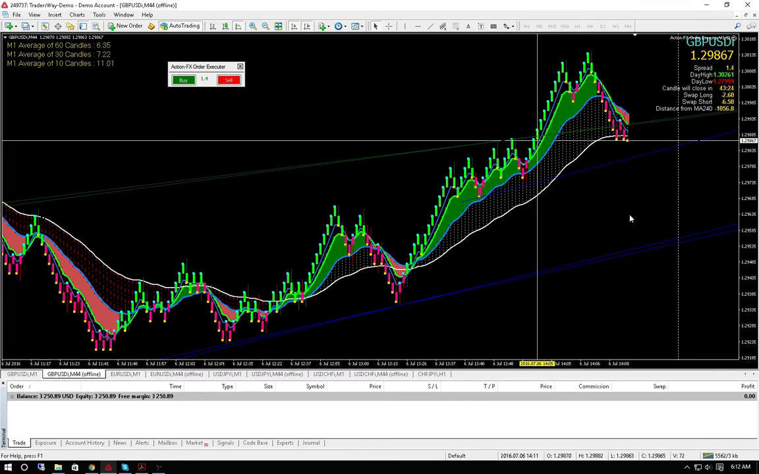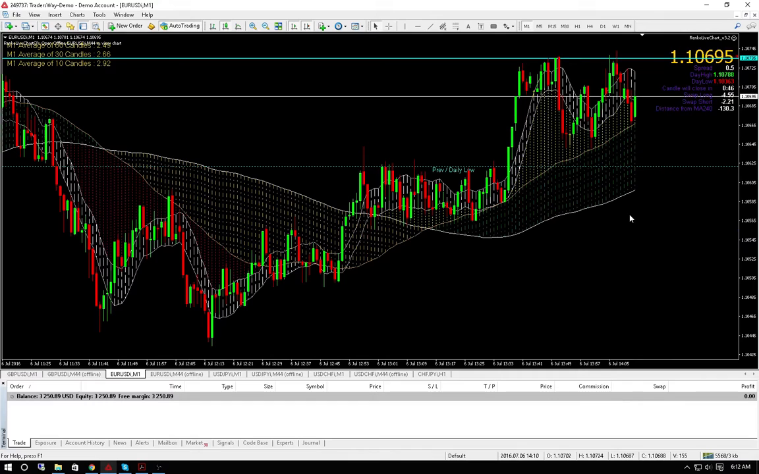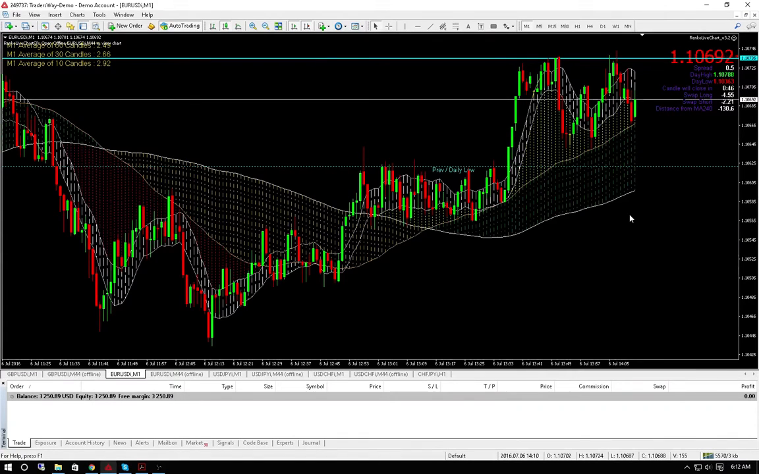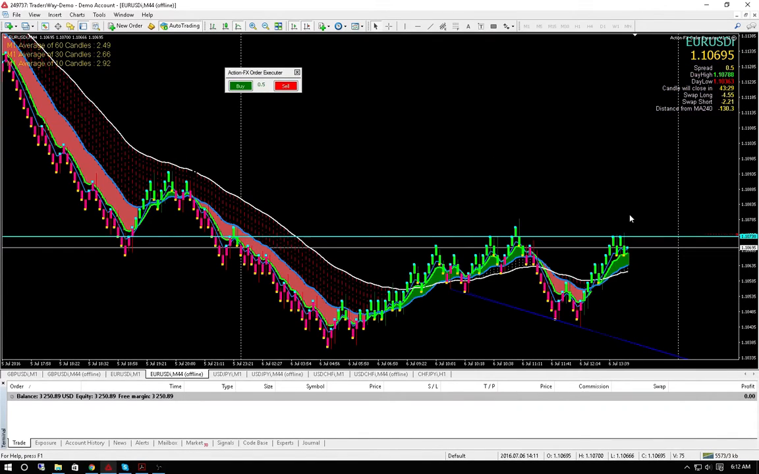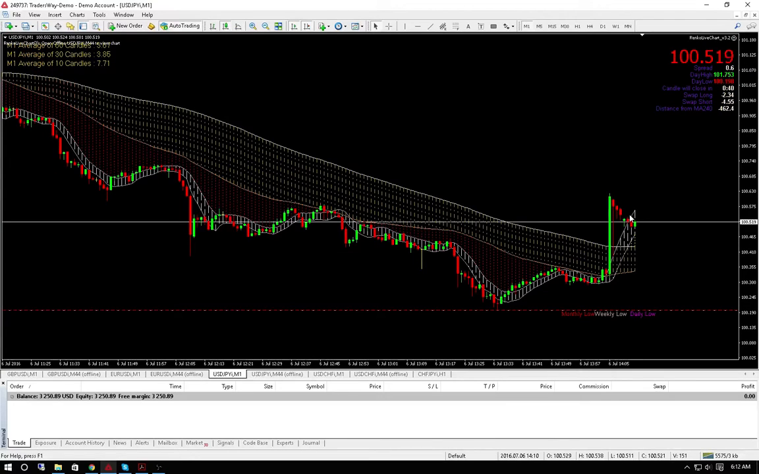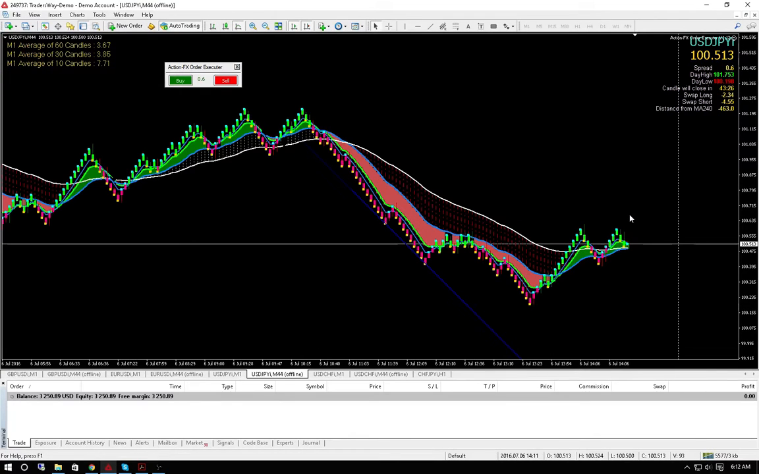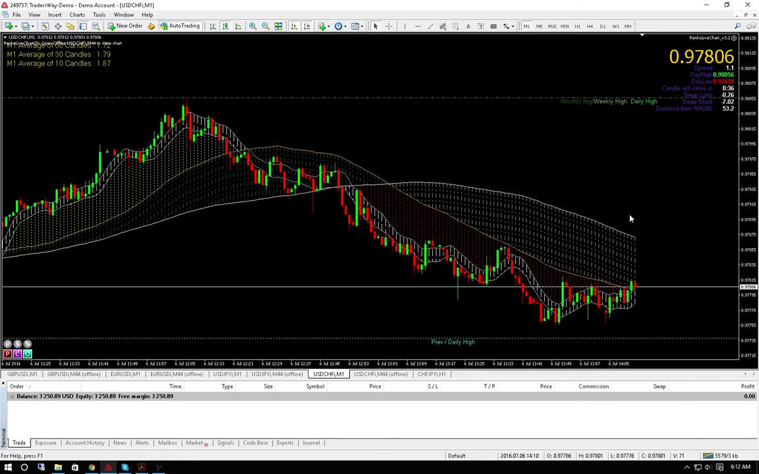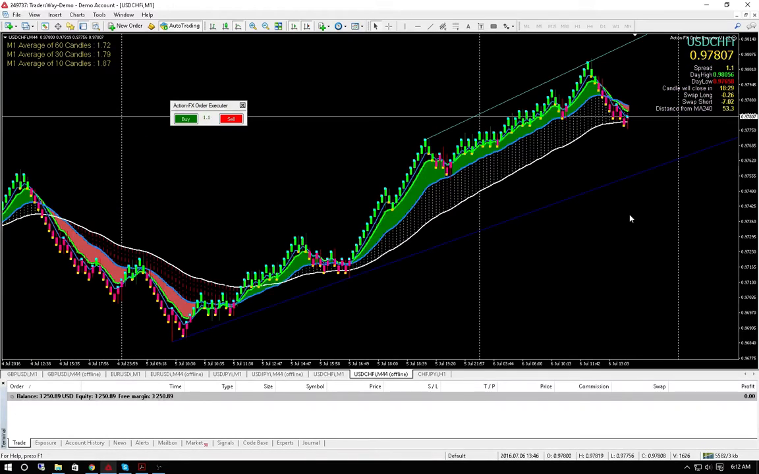So if there's any questions, let me know. We'll just be flipping through charts. Euro's backing down off that one. Right now I'm seeing zilch. USDCHF is maybe turning around off a pullback. We don't know yet.